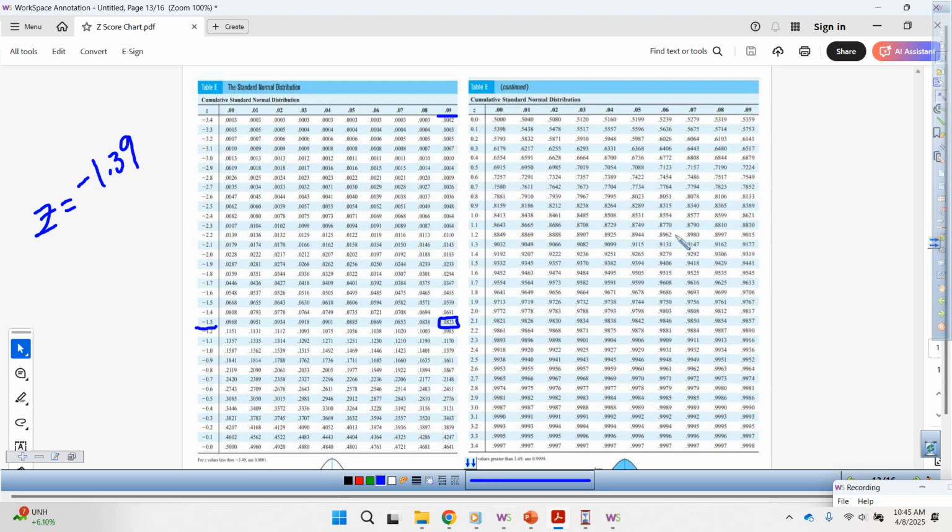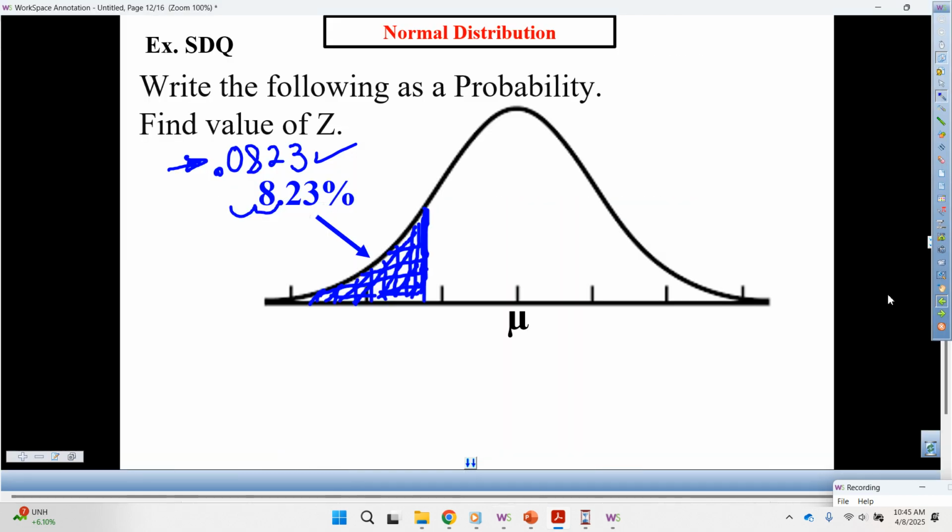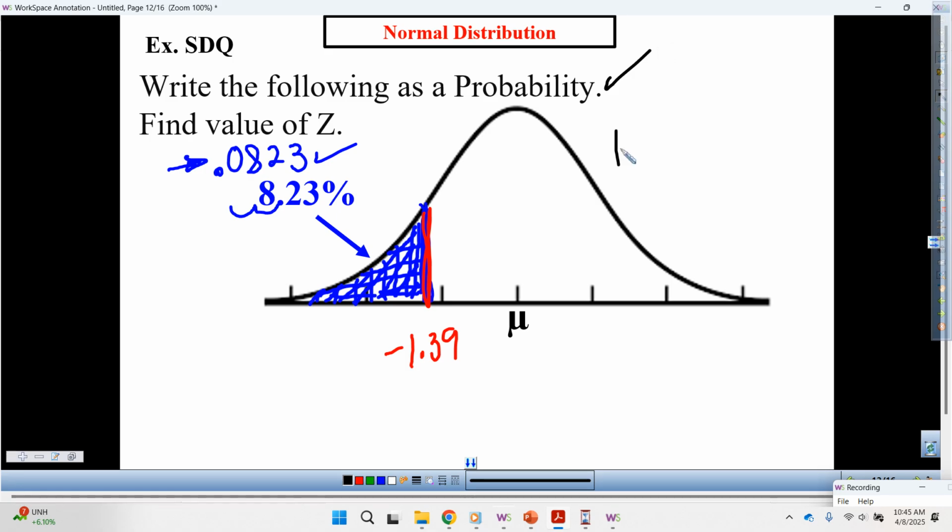Ooh. So now that we have the z-score, look up. Here's my z-score now, negative 1.39. How do we write that as a probability? Tell your neighbor if it's shaded to the left. How do we write that as a probability?